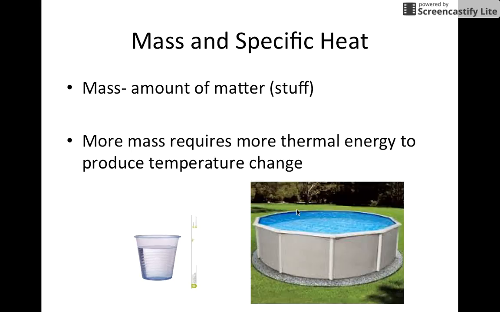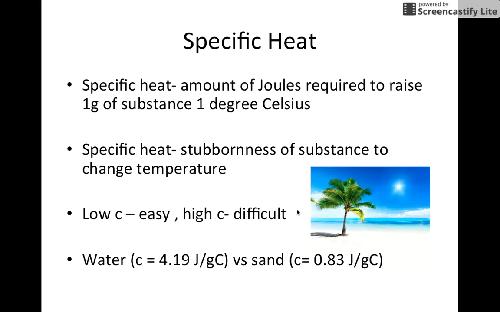So a bit about mass and its effect, and then specific heat, which is kind of a strange word they might not be familiar with. So you have the scientific definition here, and I give that to students: the amount of joules required to raise 1 gram of a substance 1 degree Celsius. And they're like, what the heck does that mean? So I give them a more informal definition alongside that: specific heat is the stubbornness of a substance to change temperature.